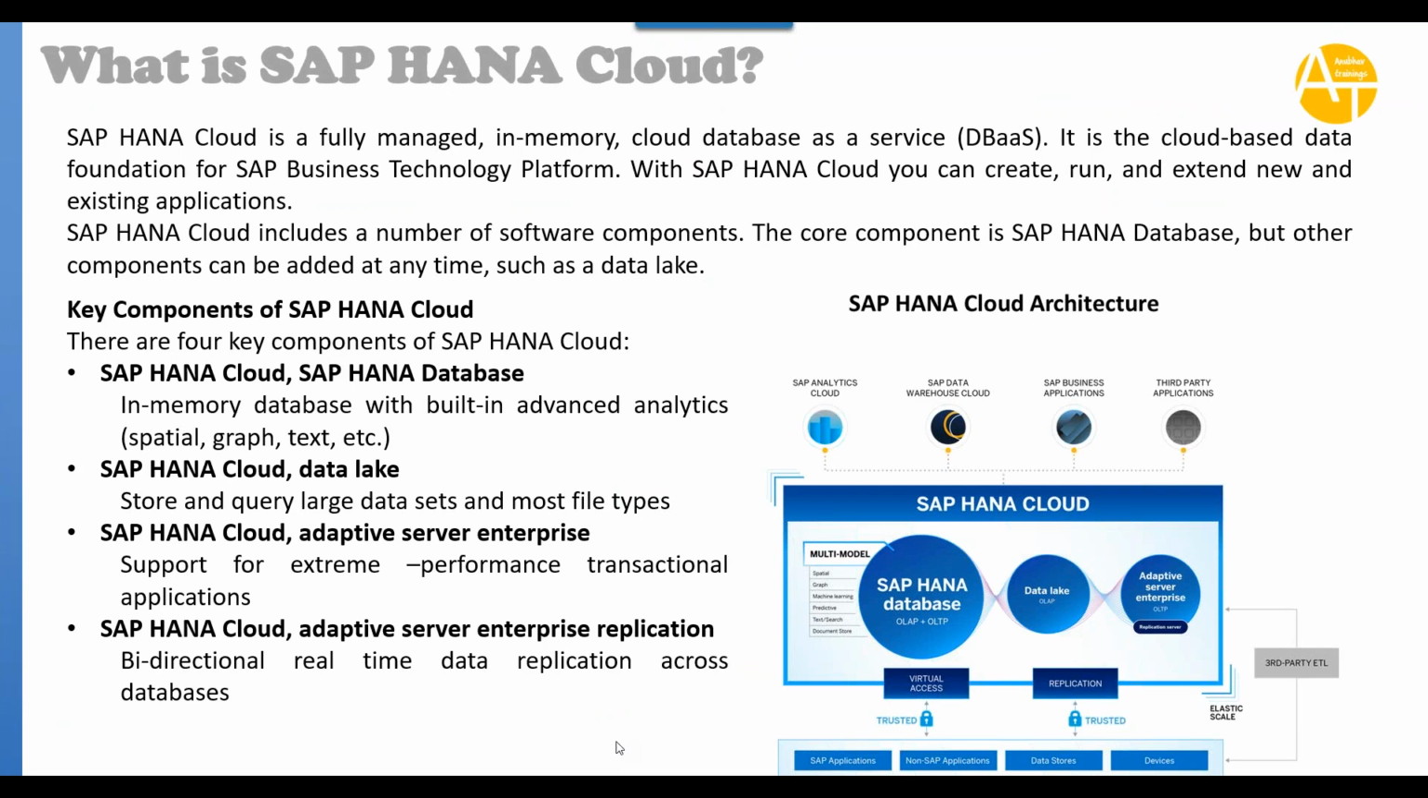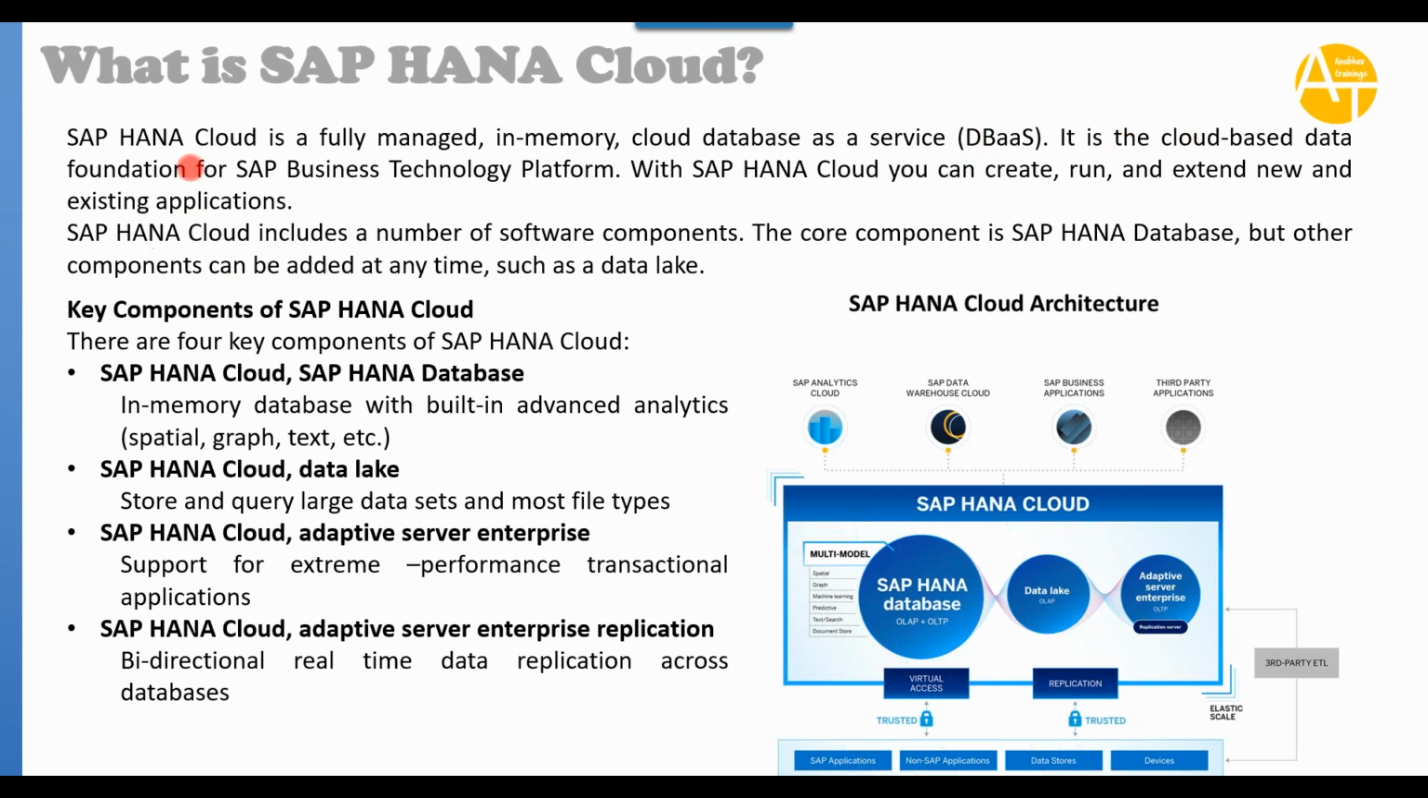Now let's talk about what is HANA Cloud and how do you get your free HANA Cloud instance. So first let's talk about what is HANA Cloud. SAP HANA Cloud is a fully managed in-memory cloud-based database as a service. In the past, when you wanted to use a database, you needed to download and install the database on your computer. But now you don't need to. Everything is available as a service. So you can use a database as a service in the cloud.